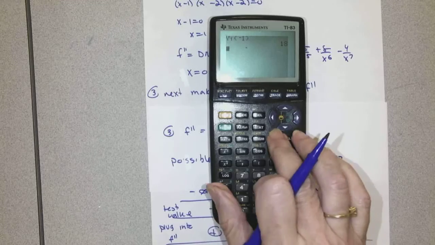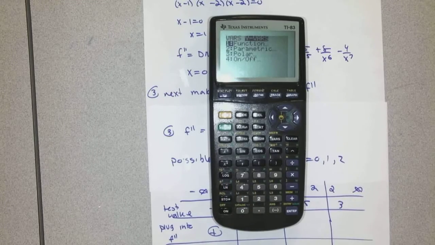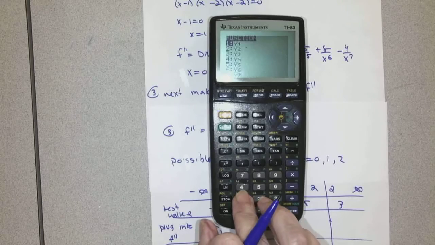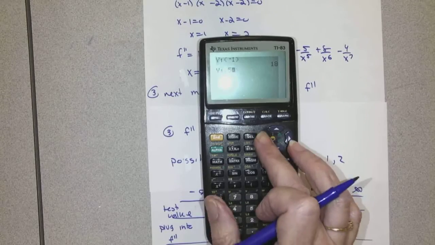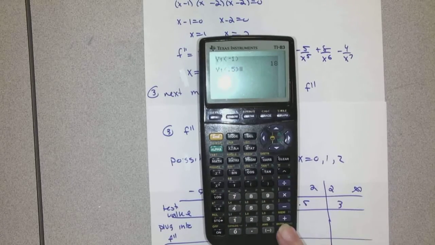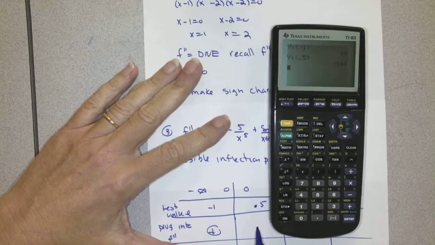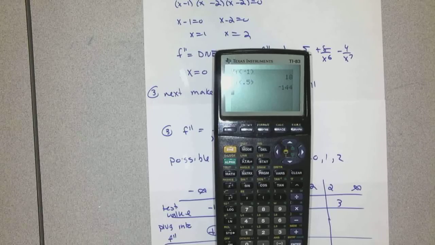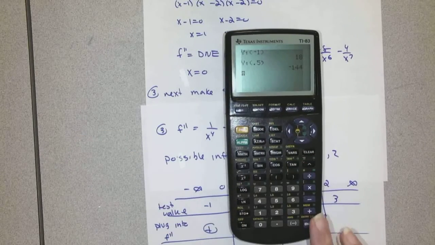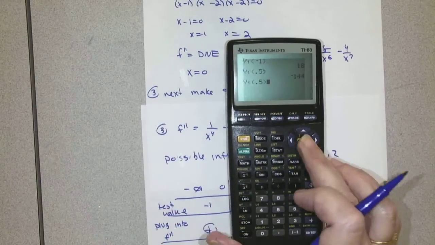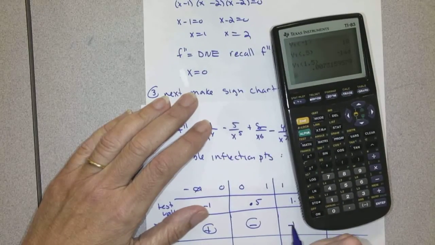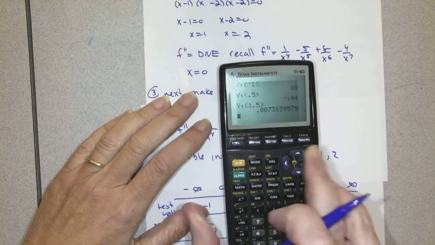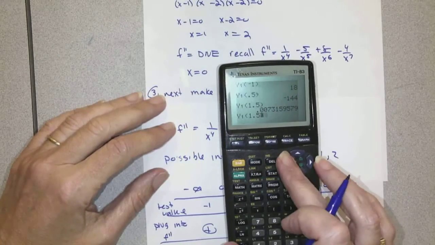Again, that key sequence, vars, arrow over to y vars. It's a function, so number 1, I put it into number 1. And I want 0.5 this time. And I get negative. Then if you don't want to hit all those keys again, you can just do second and enter. That brings back what you just typed, and then just put in what you want. I want 1.5. And that's positive. And the last one I want is 3. So second and enter and put in 3.